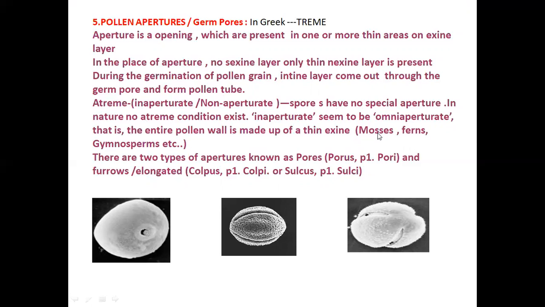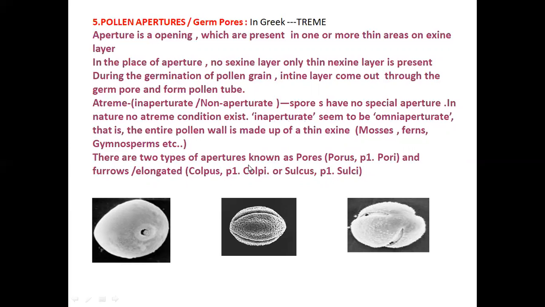So that's why mosses, ferns and gymnosperms, and also a few angiosperms, are without germ pores, but they may not be called inaperturate. It seems to be omniaperturate. Omni means all surfaces allow the pollen tube to come out towards the outside. So this is about inaperturate and omniaperturate.